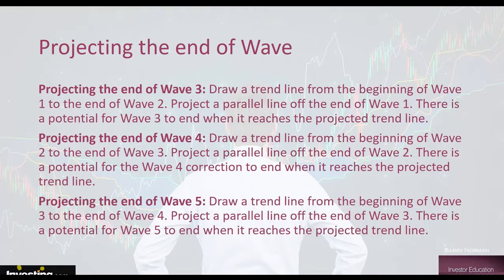Wave 5 is the same thing. Projecting the end of wave 5: draw a trend line from the beginning of wave 3 to the end of wave 4. Project a parallel line off the end of wave 3, and there is a potential for wave 5 to end when it reaches that trend line.